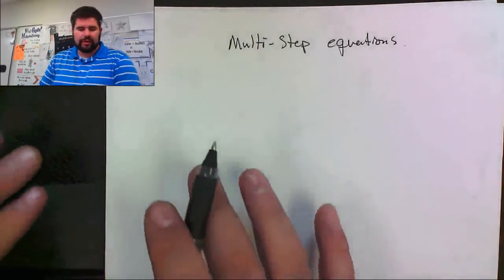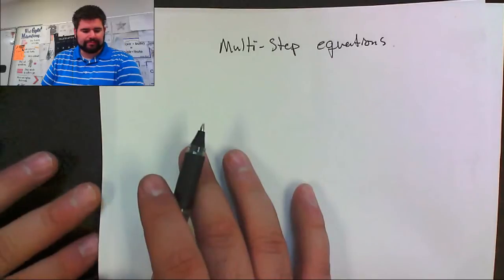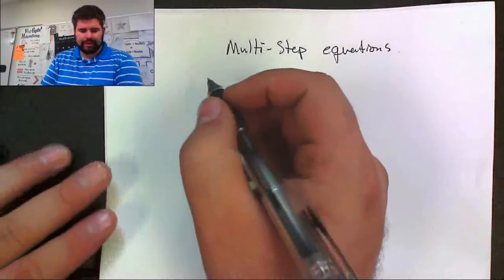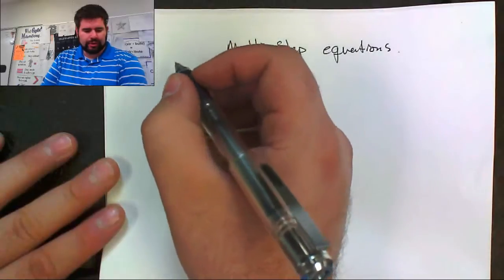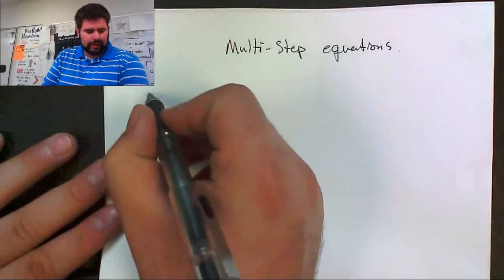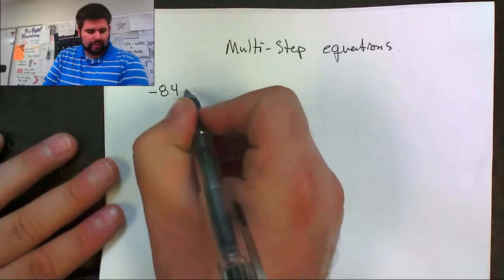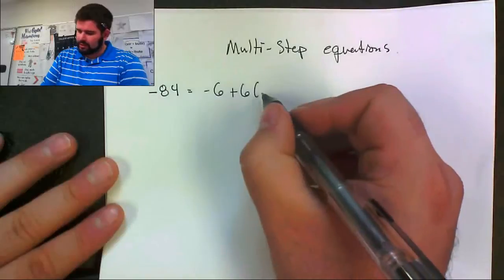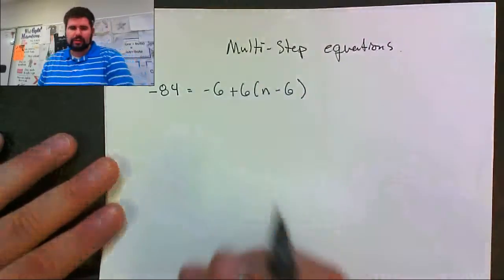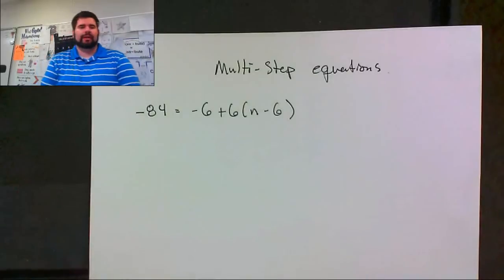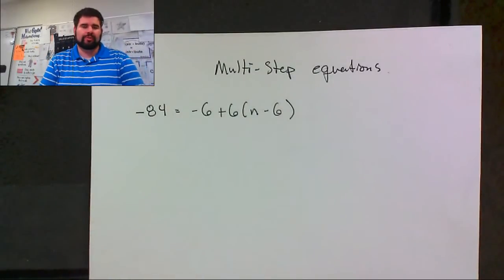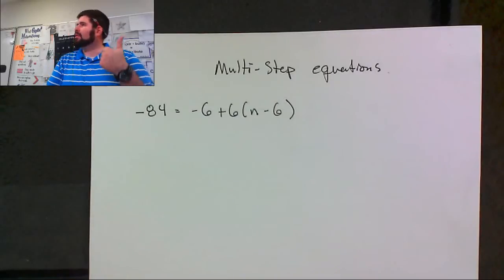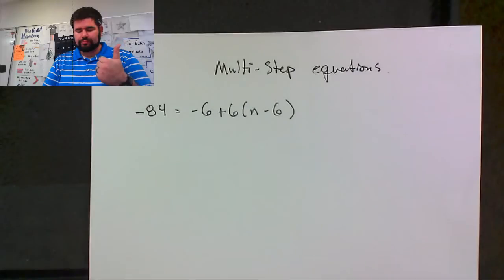So first off, let's do this guy. Let's do an easy one. Negative 84 equals negative 6 plus 6 times the quantity n minus 6. Now we have to remember a couple things. The first thing we need to remember is distribution, and we need to remember combining like terms. Those are the big things here.